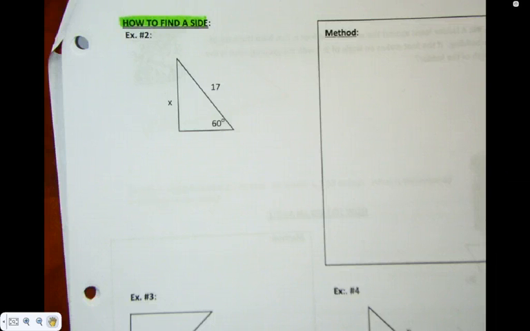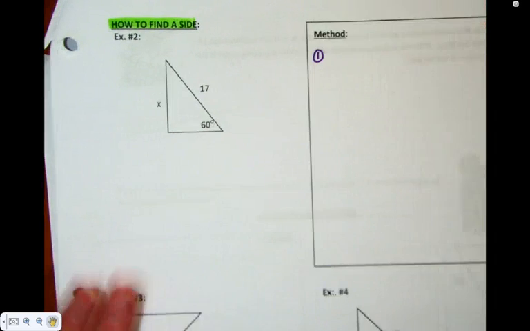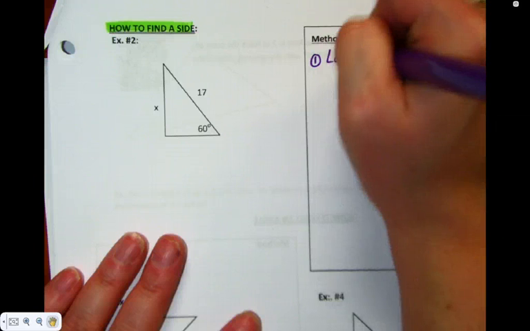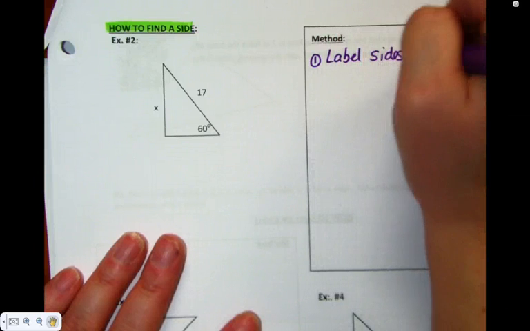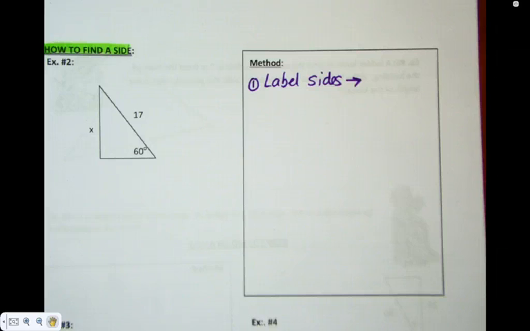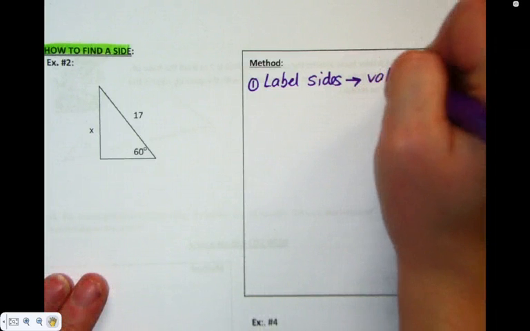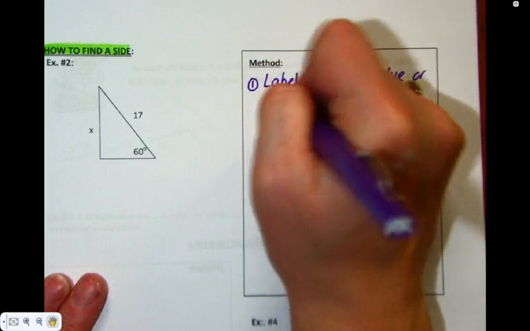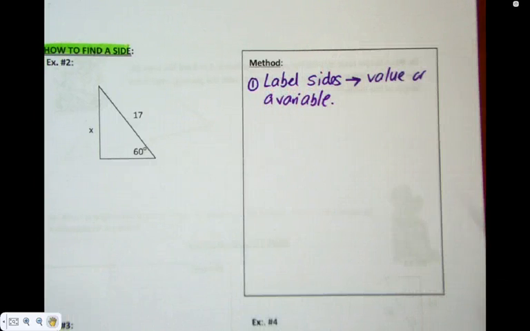Do you want to see an example first and then write the method, or do you want the method and then see an example? Method first, okay? Step number 1. Label sides. And you only want to label the sides if they have a value or a variable. If the side has nothing on it, don't label it because we don't need it. So you're going to label the sides that have a value or a variable.